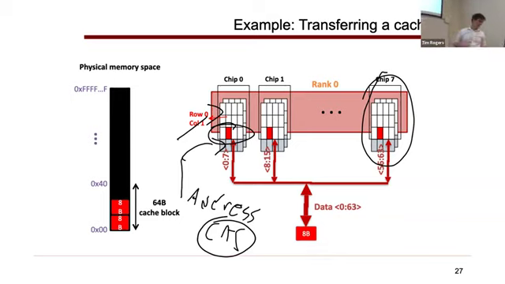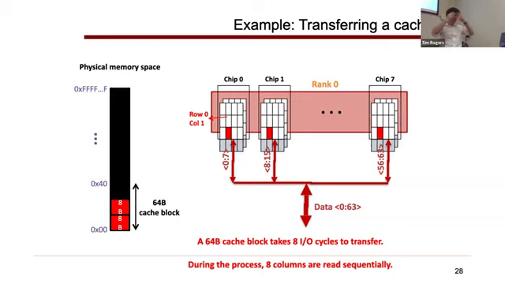Okay. All right. So to get this 64-byte cache block, it's actually going to take me 8 IO. And when we say IO, this isn't actually like disk IO. This is memory system IO. Cycles to transfer. And again, what rate is this? Well, it really depends on the memory.